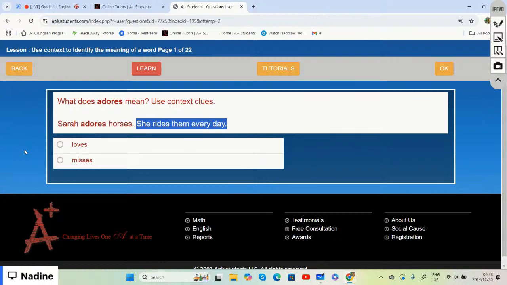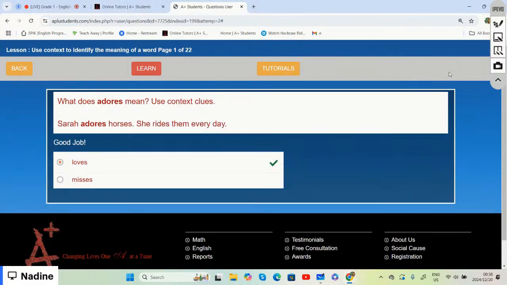Yes, and if we were to identify the context clues within the sentence, we can say adores is she loves it. Because it says Sarah adores horses. She rides them every day. If you adore something and you ride that thing every day, or you play with that thing every day, it means that you love the thing. You miss something that you don't see or use every single day. So loves is correct. Well done. Option 1 is correct.